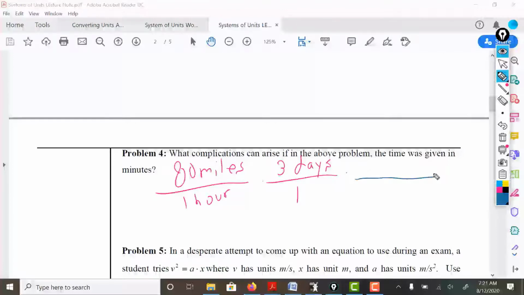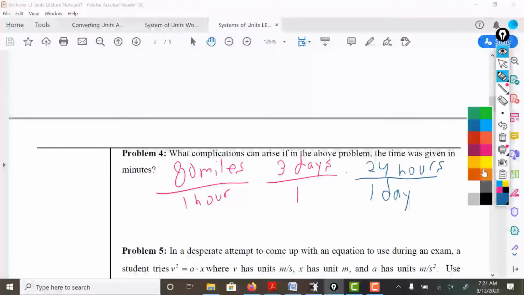Okay, we're back. So we have 1 day is 24 hours. So what happened then is these days would cancel out, and then these hours would cancel out. And then if I do 80 times 3 times 24, I would get the appropriate amount of miles. Okay?